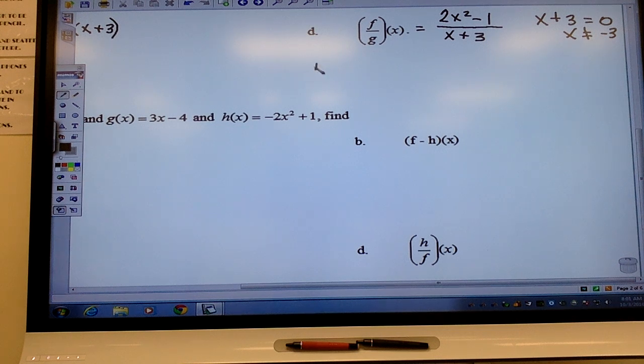So now our domain is going to be a union from negative infinity to negative 3, and that will be union with from negative 3 to infinity.